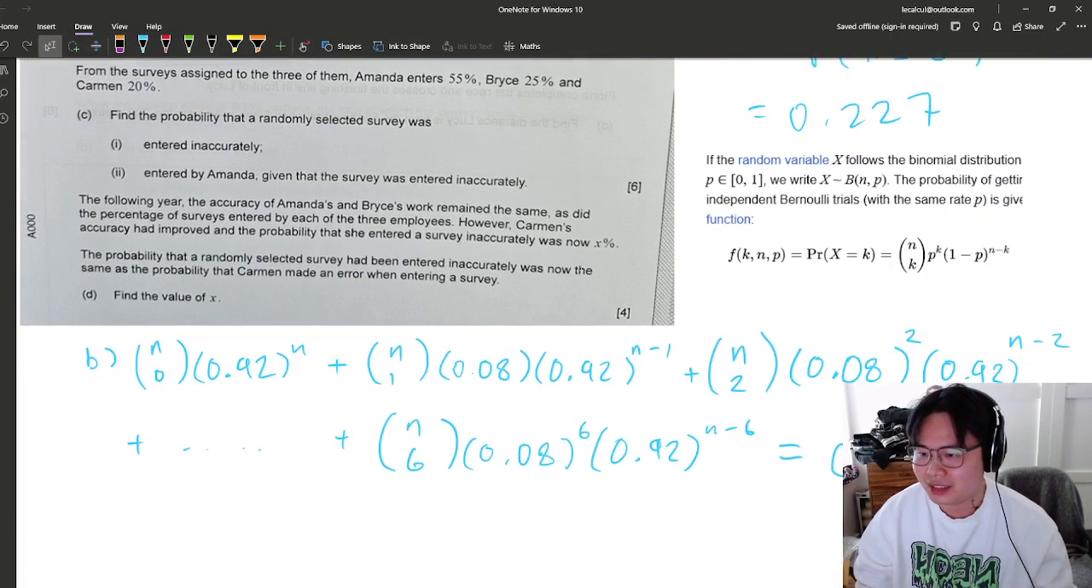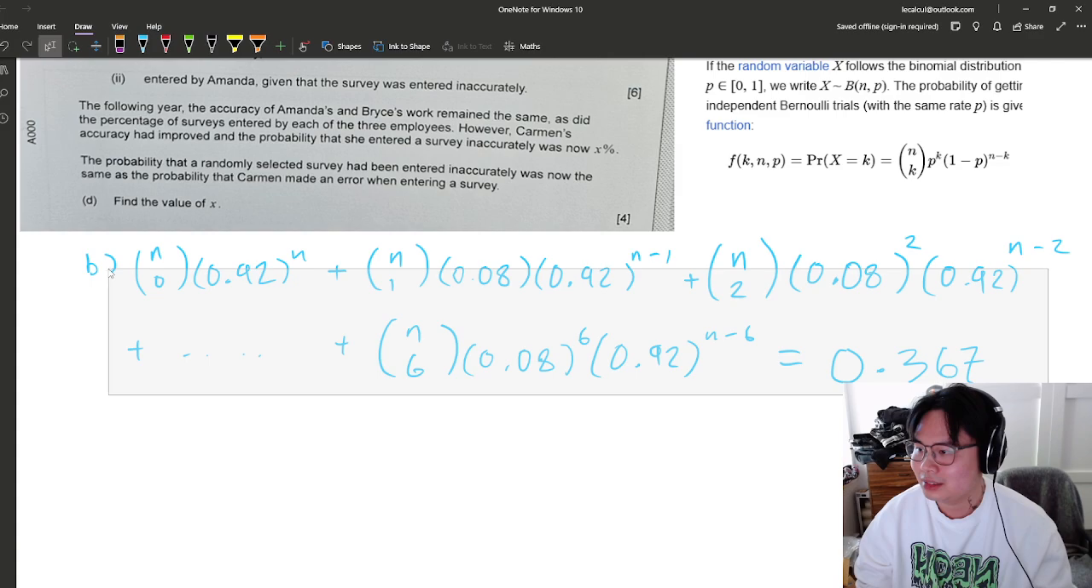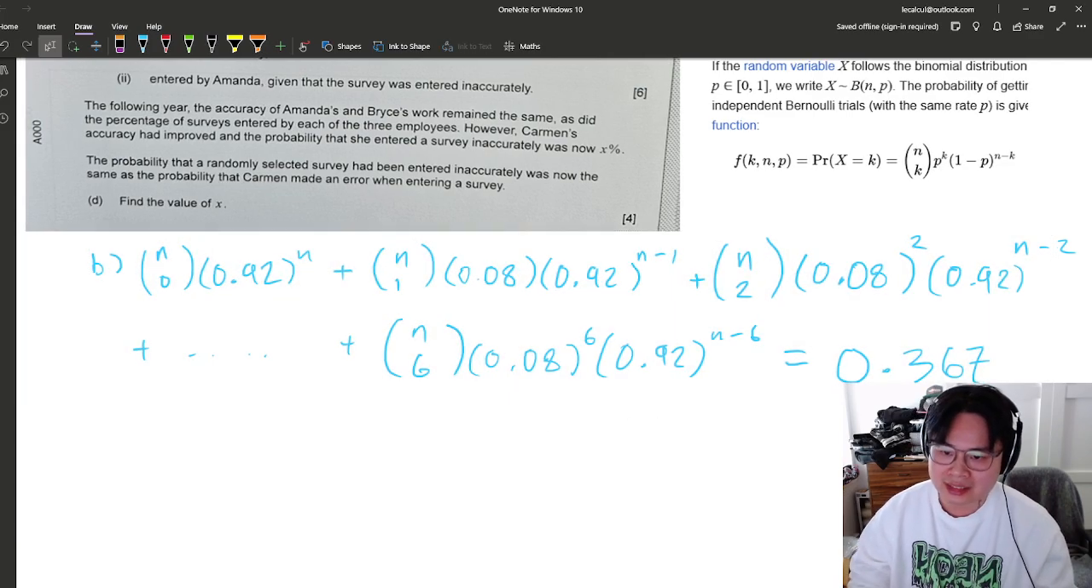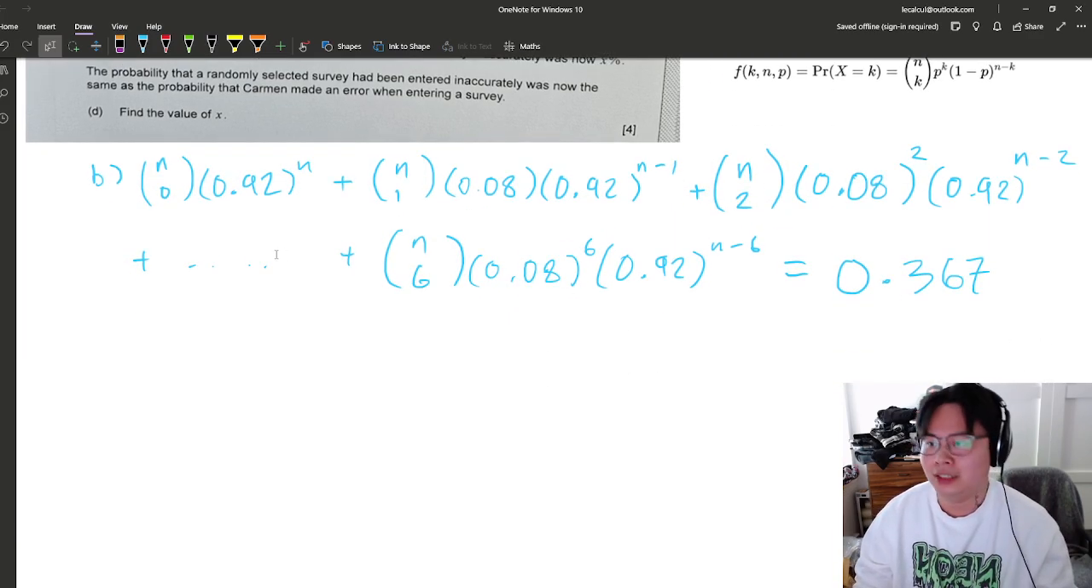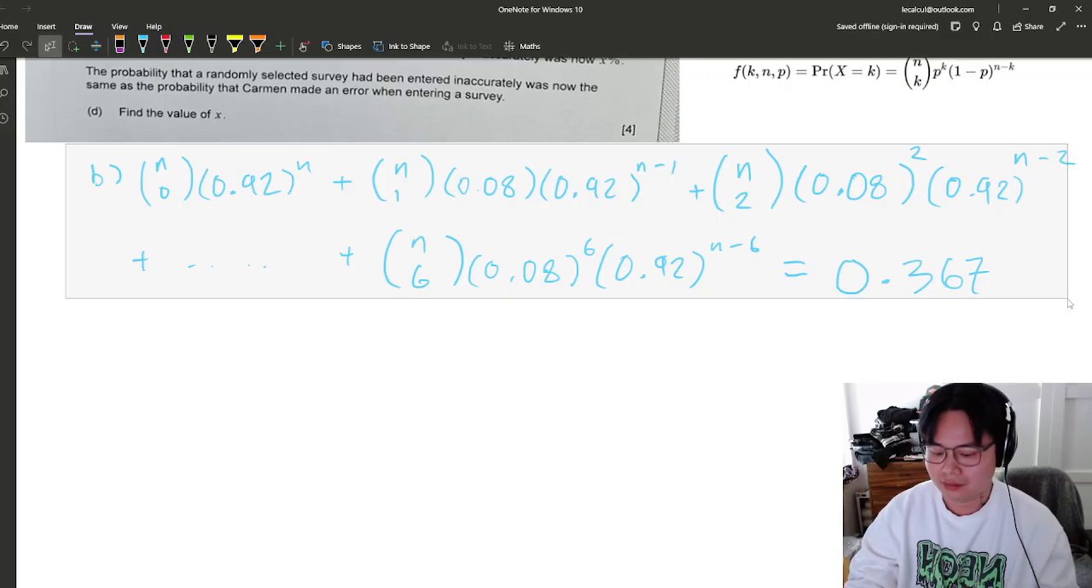For 3 marks, I would guess it. Like, this is stupid. If you really wanted to do it exactly though, this is how you would solve for N. Stupid.